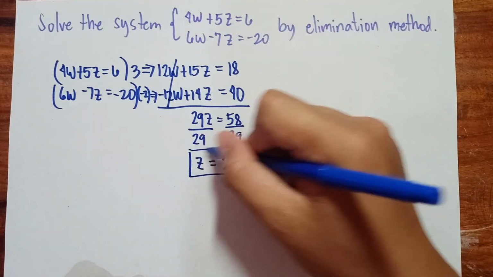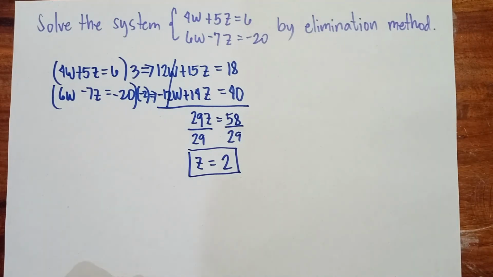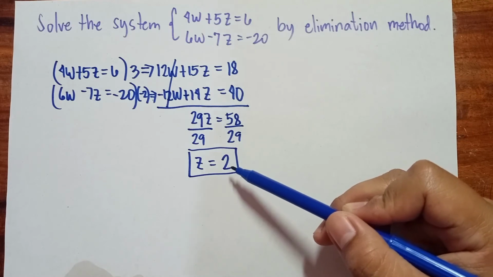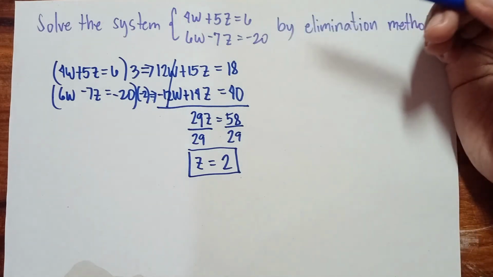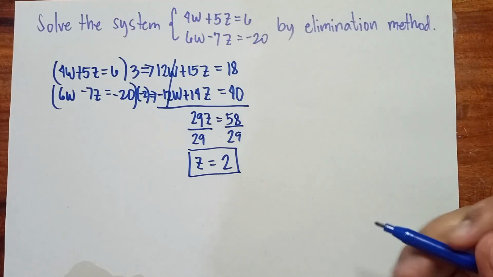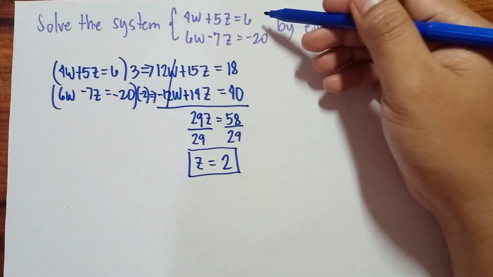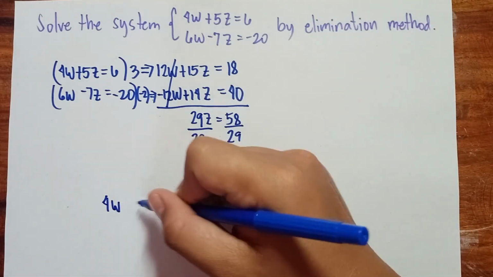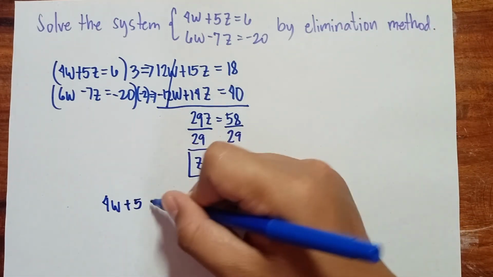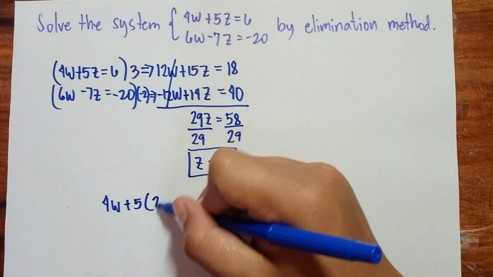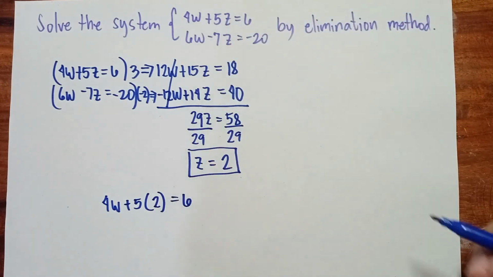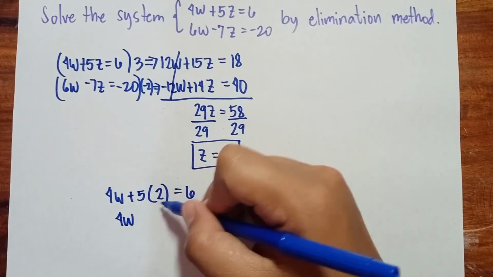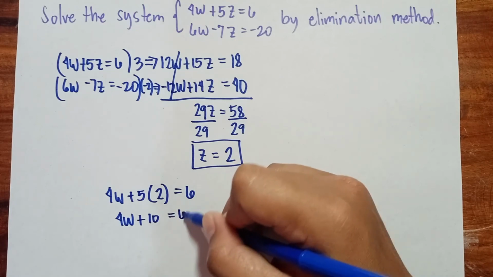Okay? And after that, next step is we're going to substitute the value of Z, which is 2, to any of the two given equations. Okay, so in my case, I will use first equation lang mga boss. So we have here 4W plus 5 times, so our Z is now 2, equals 6. Okay, so this is equal to 4W plus 5 times 2, that is 10, equals 6.